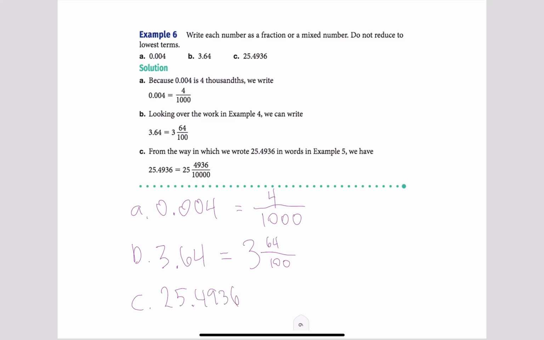25.4936 is how you might hear it. But really, we want to call this 25 and 4,936. And then what place value is this last digit in? It's in the 10 thousandths place value. So that's how you can write decimal numbers as either fractions or mixed numbers. And of course, mixed numbers are just fractions with their whole amount clearly identified. And so that makes a lot of sense that they'd be connected to decimals in that way.